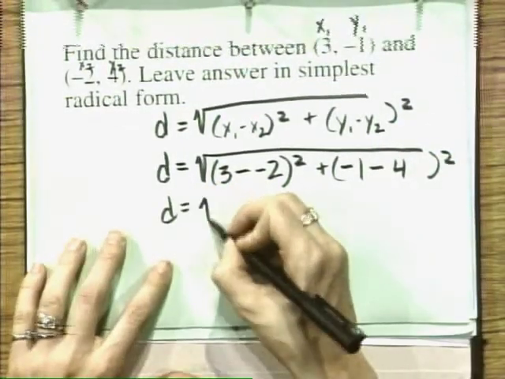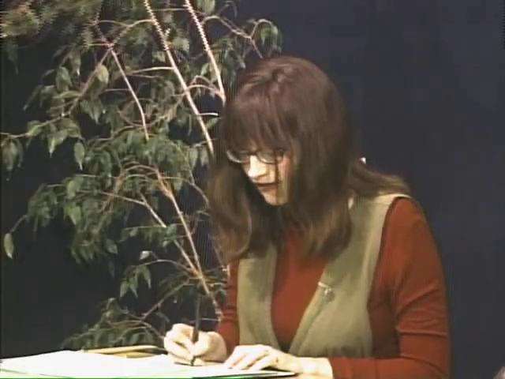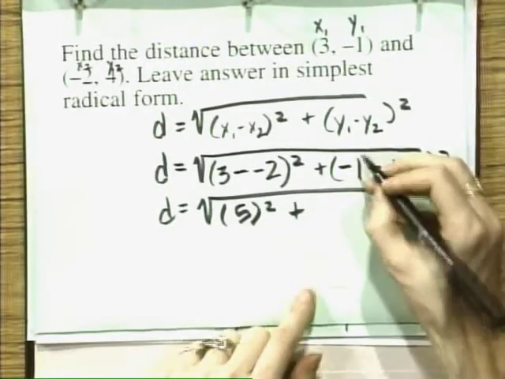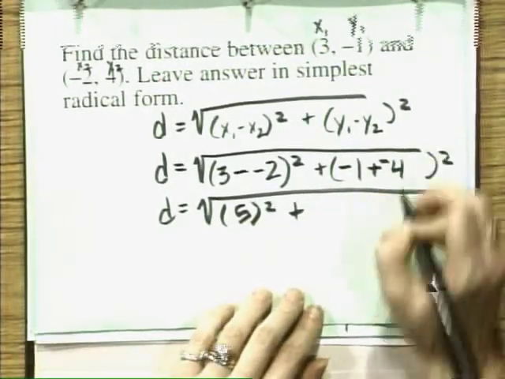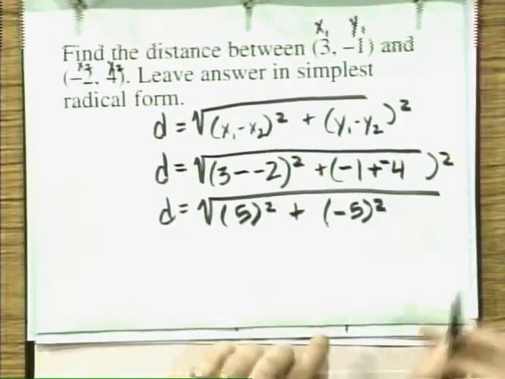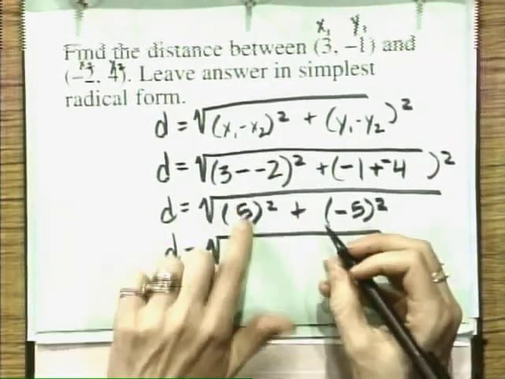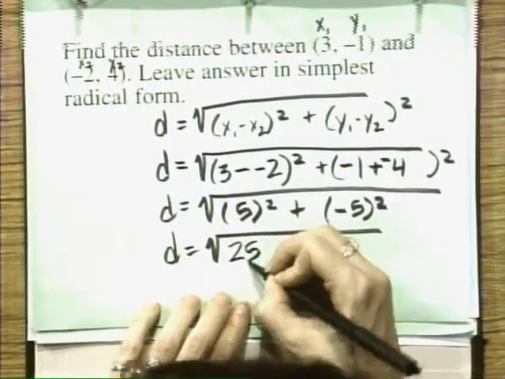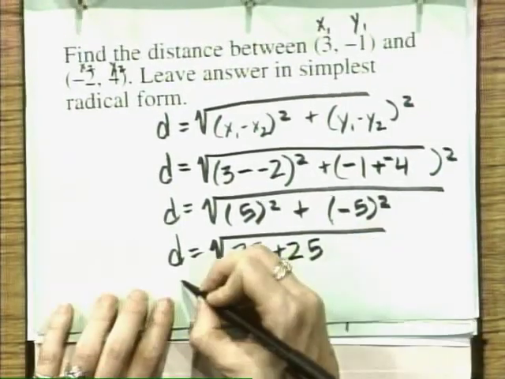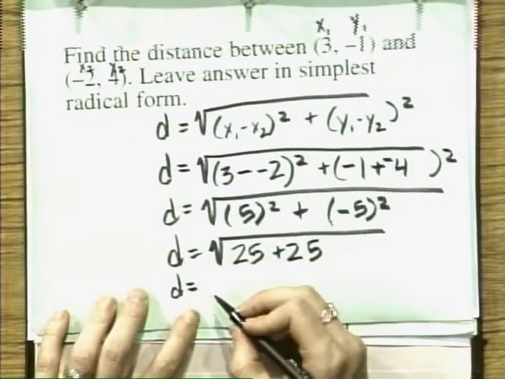Let's keep simplifying. Isn't this fun? What is 3 minus a negative 2? That is a 5 squared plus, what is negative 1 minus 4? That's really plus a negative 4. That is negative 5 squared. Okay, we're rocking and rolling here. D equals, this 5 squared is 25 plus a negative 5 squared is also 25. Let me give you a hint. Next line, write D equals, yes? 2 times 25.